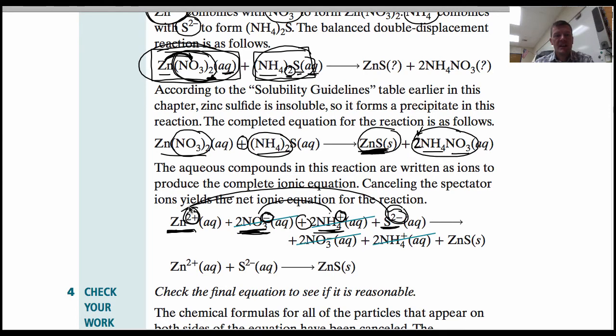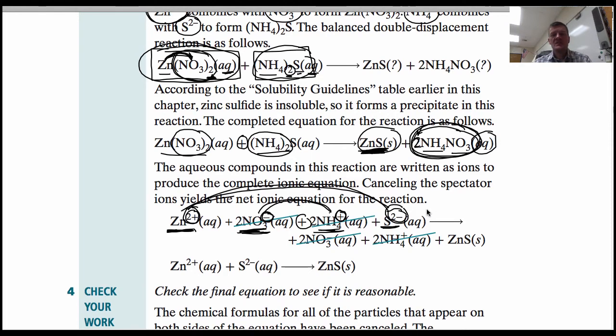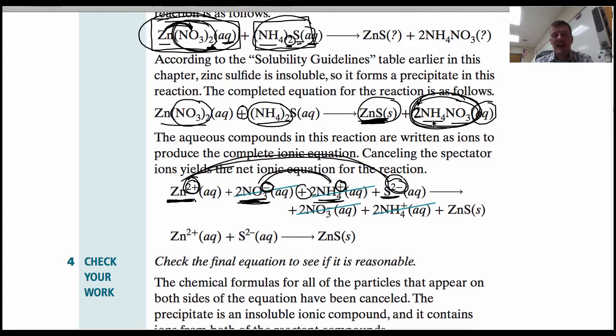When we take the cation from solution 1 and combine it with the anion from solution 2, and the cation from solution 2 and combine it with the anion from solution 1. Now, we check our solubility table. Ammonium compounds are soluble. That's why it's aq. This is still going to stay as ions. This is still going to stay separated. So the 2 nitrates, 2 ammonium are still going to be dissociated in the new combined solution.